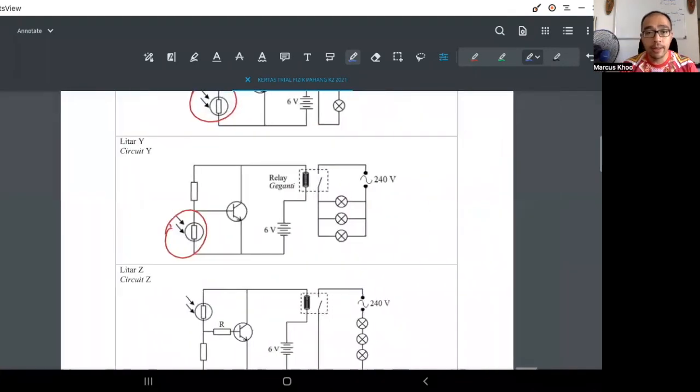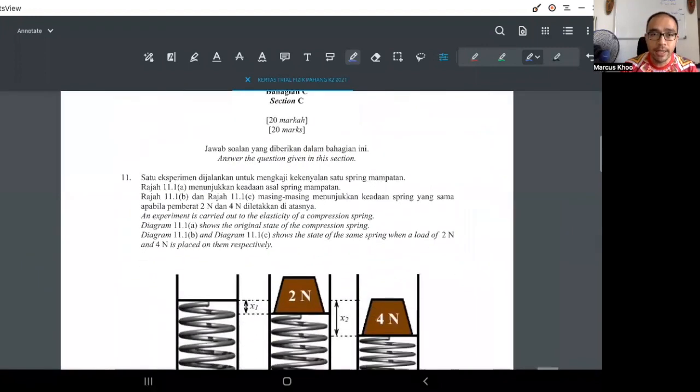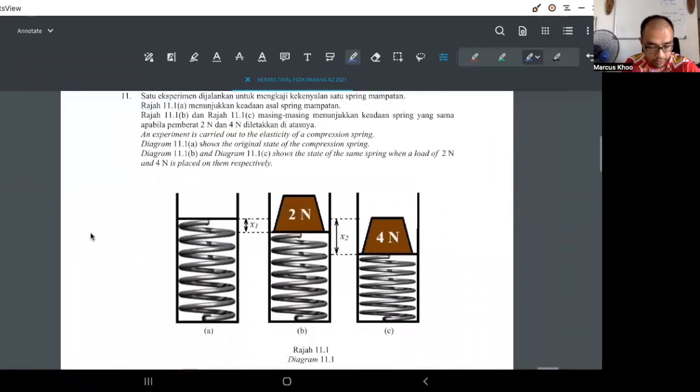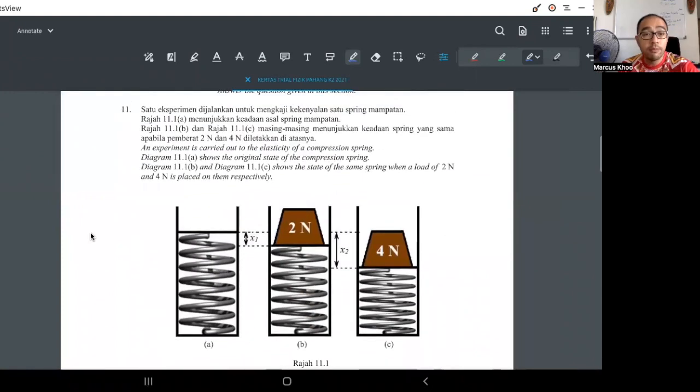Okay, last question. An experiment is carried out to study the elasticity of the compression spring. Diagram 11.1a shows the original state of the compression spring. 11.1b and 11.1c show the state of the same spring when a load of 2 newtons and 4 newtons are placed on it respectively. Obviously the spring will compress more.